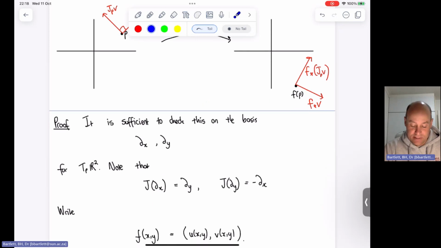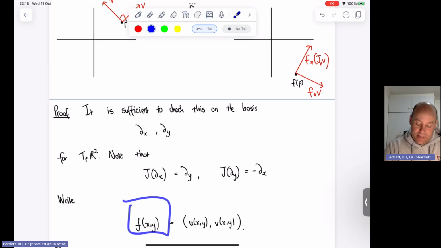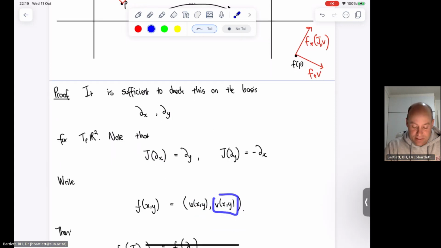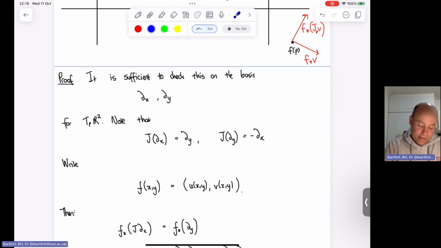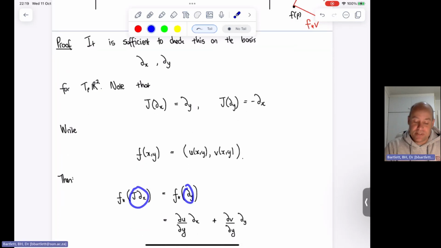Okay, good. So take my function, which is a function from R2 to R2, and I can think of it as its first coordinate, which I write as u, and its second coordinate, which I write as v. And let's calculate these things. So let's calculate it on del x. First I'm going to apply J, and then I'm going to apply the derivative of f. So when I apply J to del x, I get del y. Then I apply the derivative of f to del y.